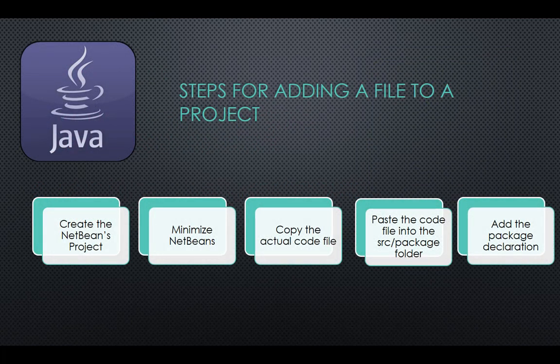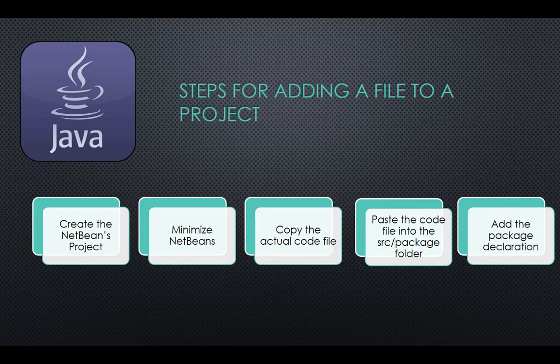Here are the steps for adding a file to a project from outside of the project. Create the NetBeans project and then minimize NetBeans. Find the file you want to copy, then copy it from the folder and paste that code file into the source package folder. Finally, when you open up the file, you'll need to add the package declaration.